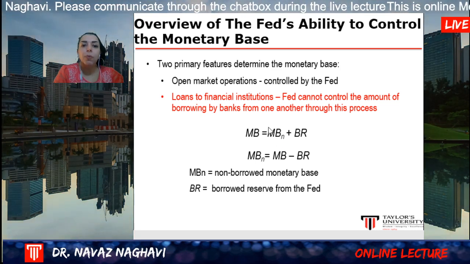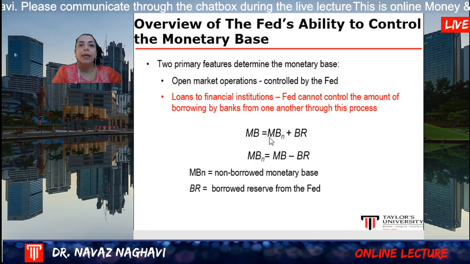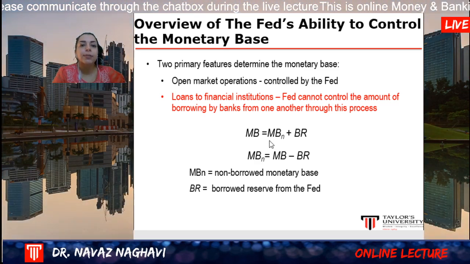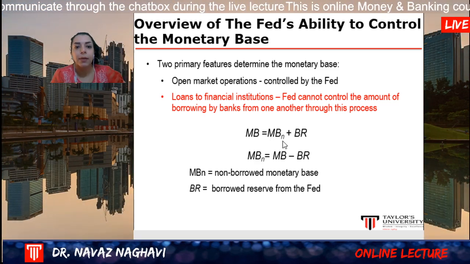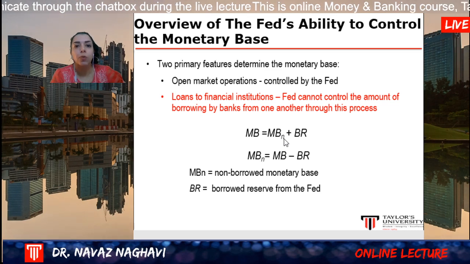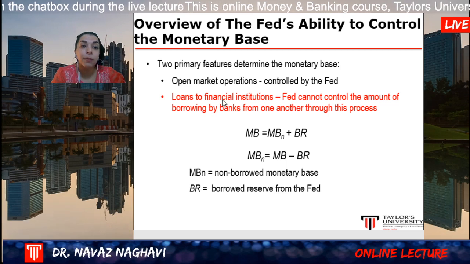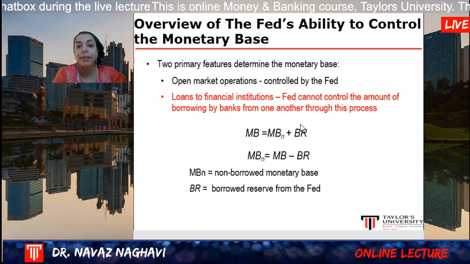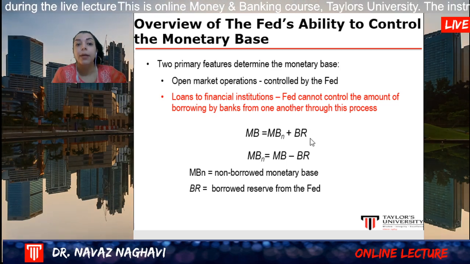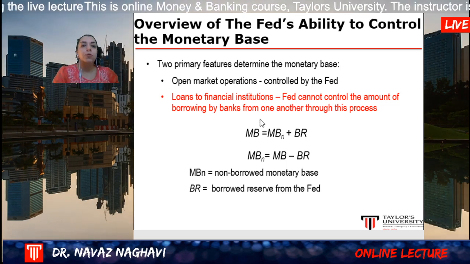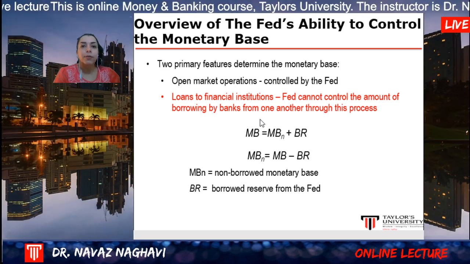So it means that open market purchase in the banking language is called MBN, monetary base non-borrowed. It means that this is not a borrowing, because we have another one which is loan to the financial system, and that is the complete borrowing, right? So that's why we want to discuss the features of the monetary policy.